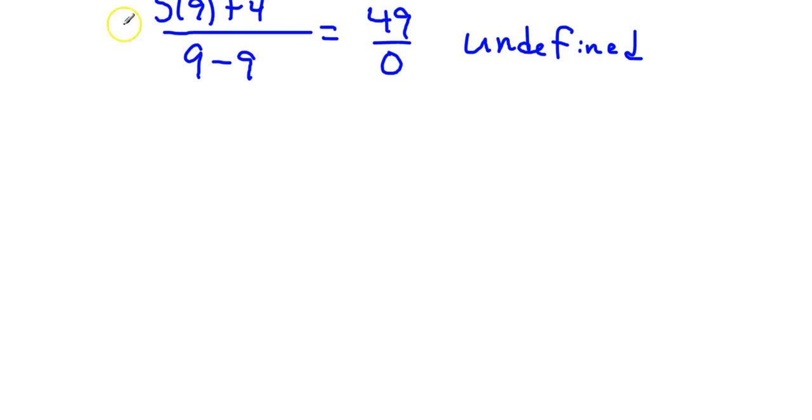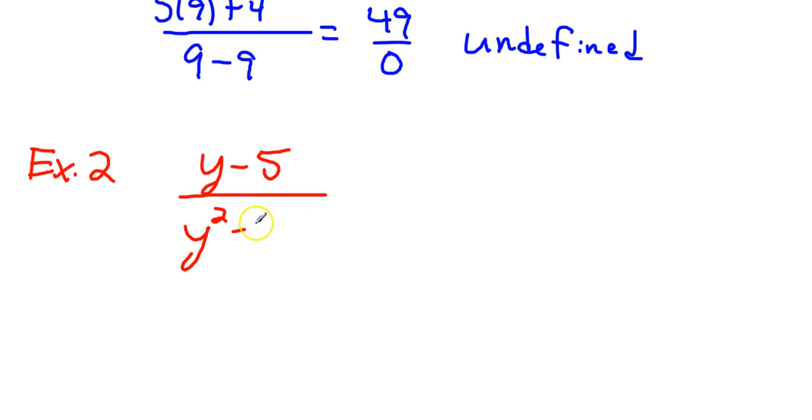Because it can't all be that easy, right? Yeah, no, we've got to make it a little bit tougher. Okay, let's go with y minus 5 over y squared minus 25.